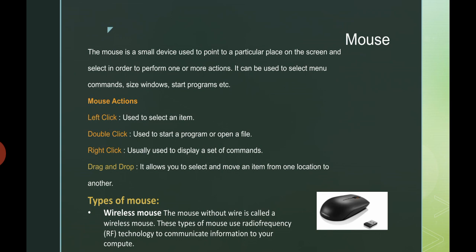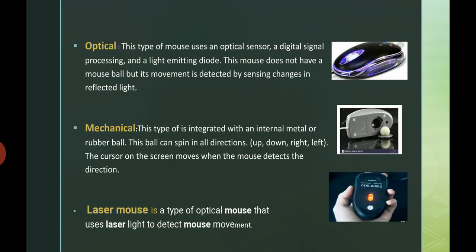I am showing you here one image through which you can easily understand how it looks. The second is the optical mouse. This type of mouse uses an optical sensor because it does not have a mouse ball, and it detects all movement by sensing changes in the reflected light.